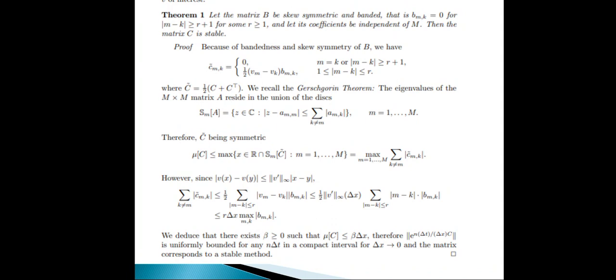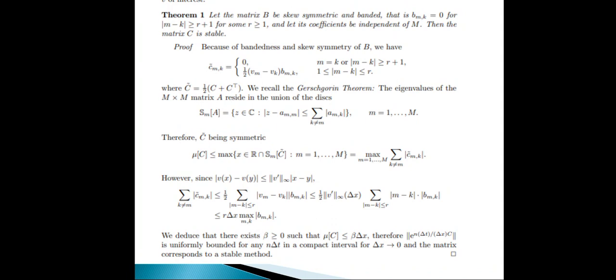Gershgorin's theorem. The eigenvalues of the M×M matrix A reside in the union of the discs S_m(A) = {z ∈ C : |z − a_{m,m}| ≤ Σ_{k≠m} |a_{m,k}|}, m = 1 up to capital M.